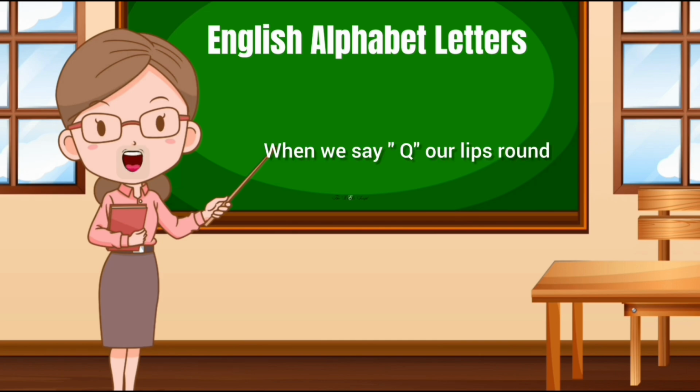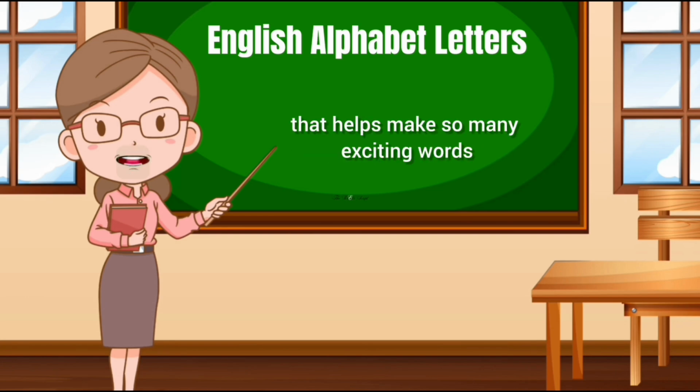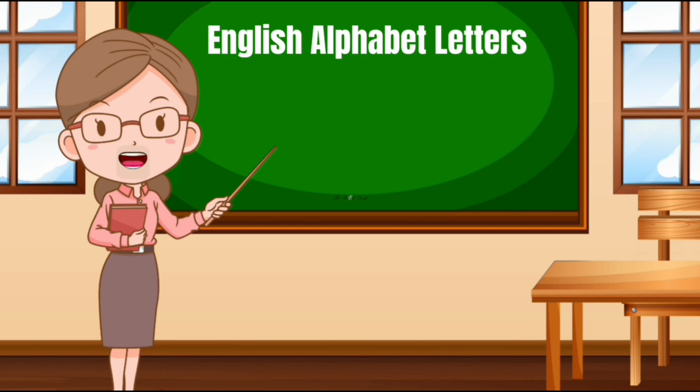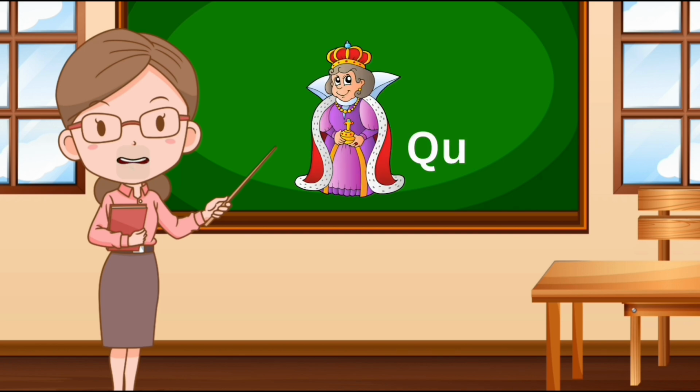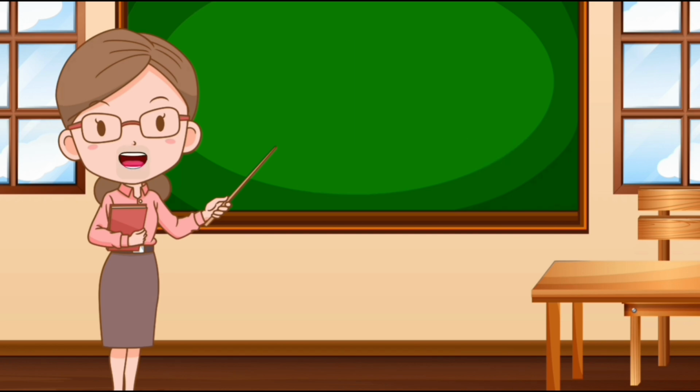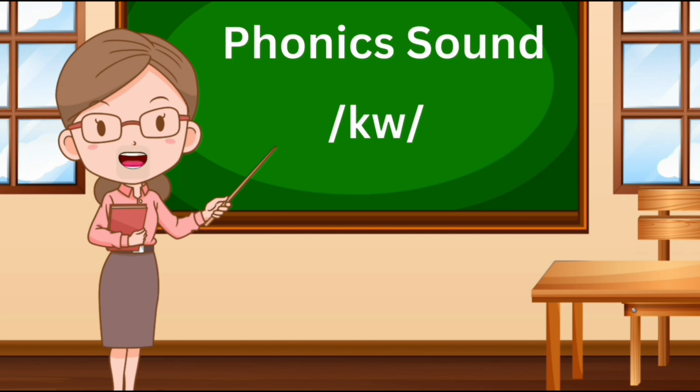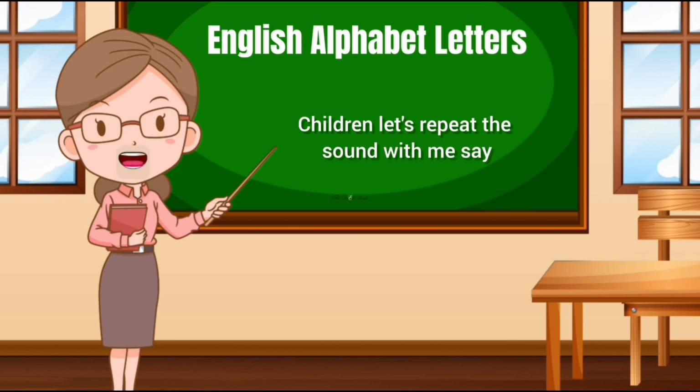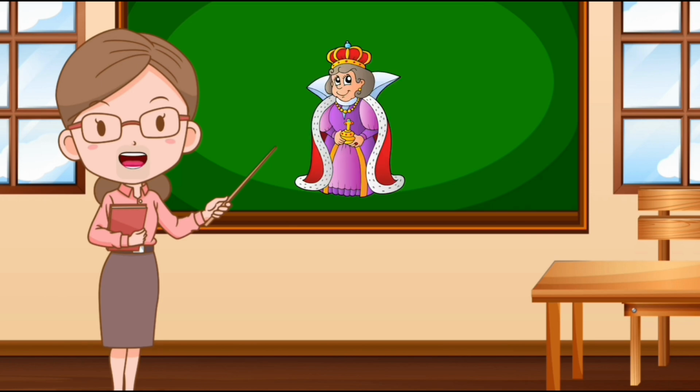When we say Q, our lips round, and we hear a fun, bouncy sound, just like when a duck goes quack. It's a cool, quick sound that helps make so many exciting words. We should remember that letter Q is a consonant sound. Qu sound is used for queen. The phonics sound of letter Q is Qu. Children, let's repeat the sound with me. Say Qu. Quack. for queen.